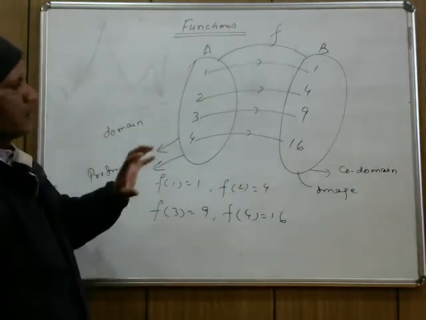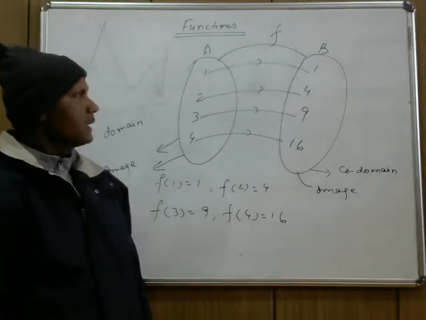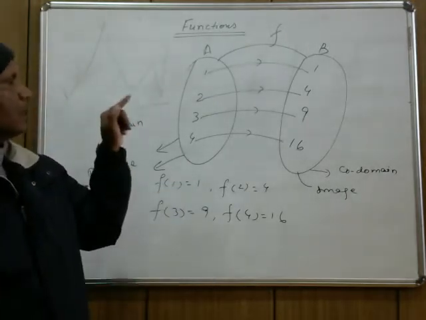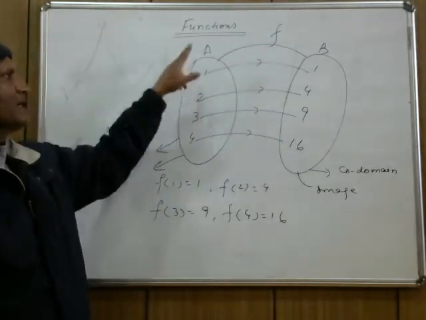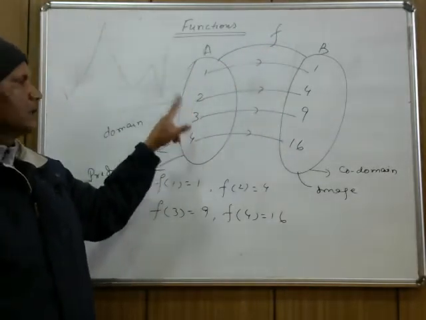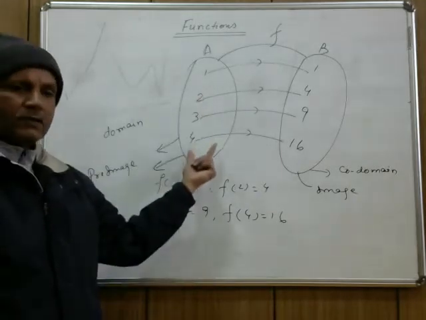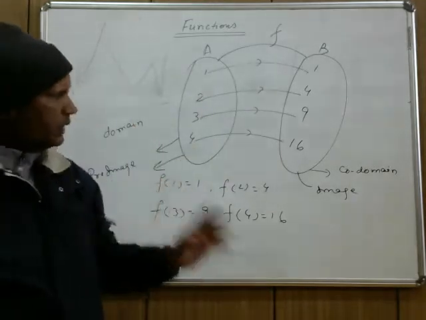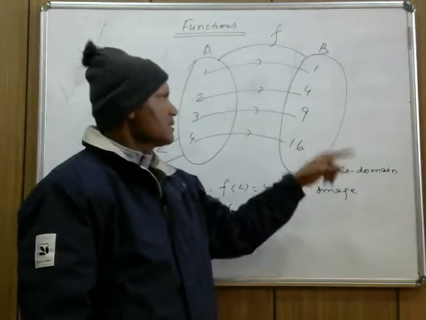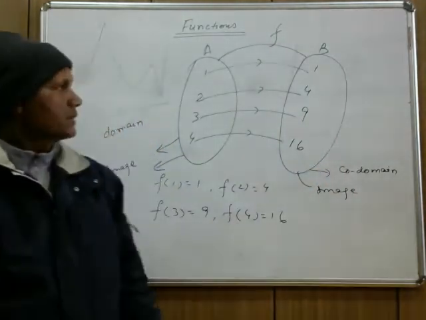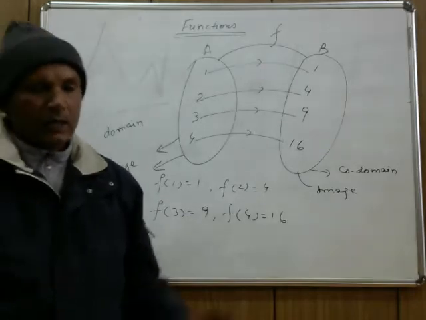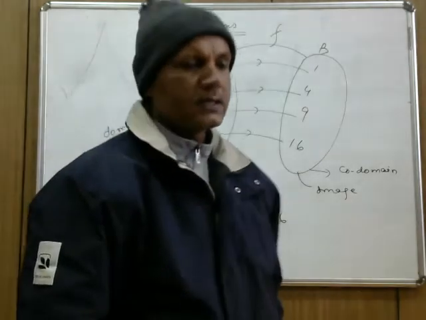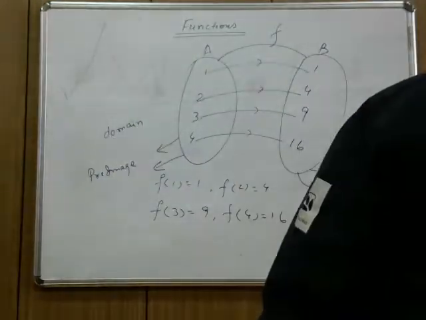And now for the definition of functions, we can make it concise: F is a rule which is applied on the elements of A, so that for each and every element of A, we get a unique image in B. Then we say that the function is defined, right? Now I will give you some examples where the function is not defined.